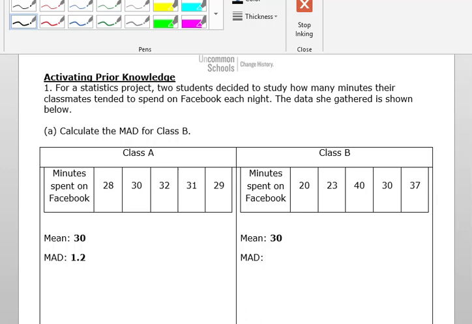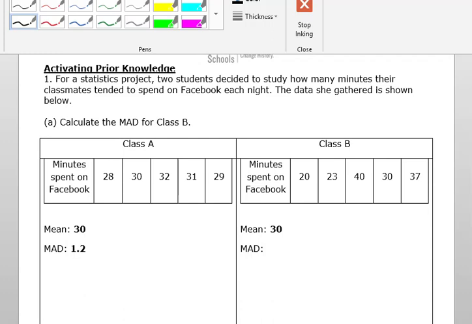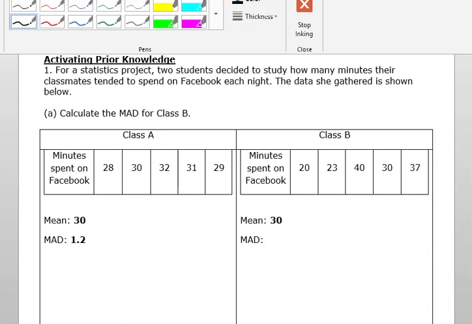Okay, gentlemen, we are going to take a look at the work from Tuesday, March 20th. And we're doing day 2 of our mean absolute deviation. So we're going to jump into the activating prior knowledge, which may look very familiar to some of you because it is yesterday's exit ticket. So let's take a look.